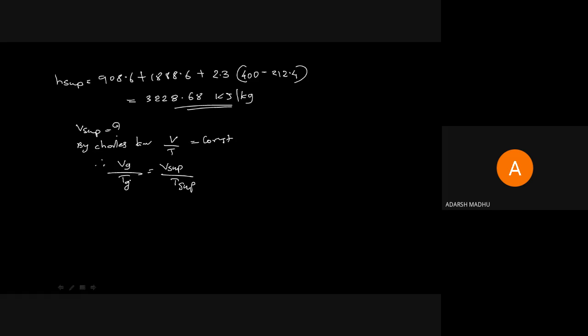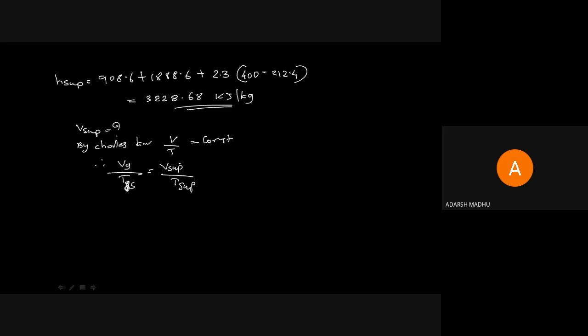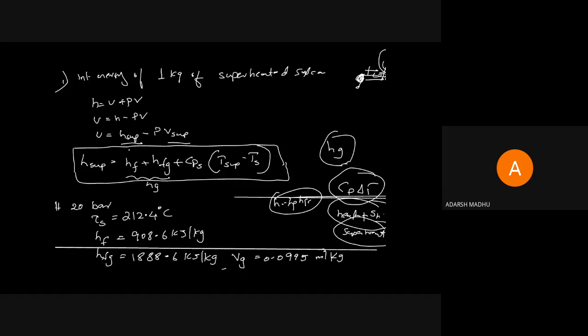Vg by Tg. Tg means Ts, the temperature of steam, not superheat. Vg by Ts equal to V superheat by T superheat. So here we want to know the value of V superheat. T superheat is a known value, Ts is a known value, and here Vg, the Vg value we have written, to find the value of V superheat.